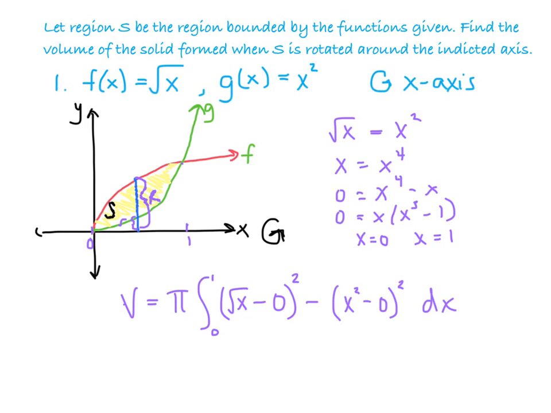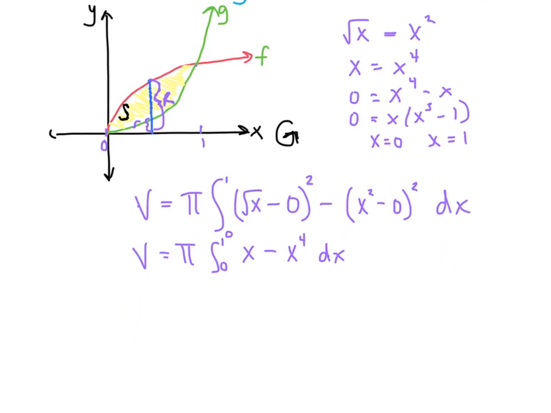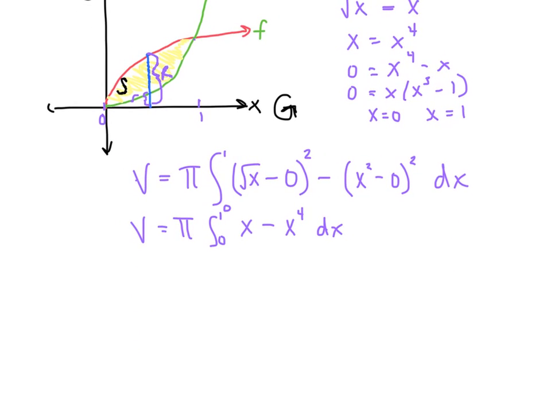All right, so now we're going to simplify this and move through this problem. So the integral from 0 to 1 of the square root of x squared is just going to be x, minus x squared squared is going to be x to the fourth, and then dx. All right, so we're ready to integrate this. So volume is going to equal pi times the integral of x, which would be x squared over 2 minus x to the fifth over 5, from 0 to 1.